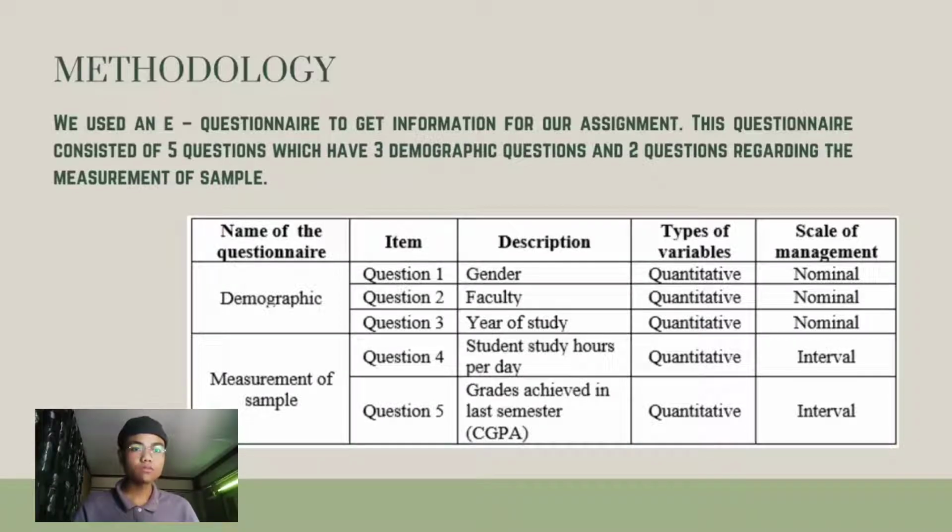The other 2 questions are the measurement of the sample. The questions are student study hours per day and grade achieved in the last semester, CGPA. This type of variable is quantitative and the scale of measurement is interval. That's all from me. I will pass to the next presenter.